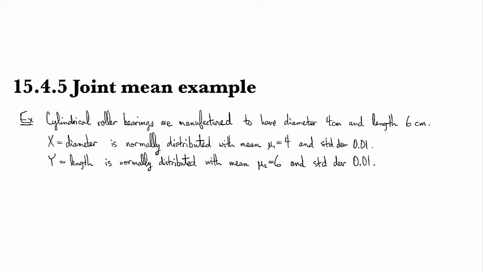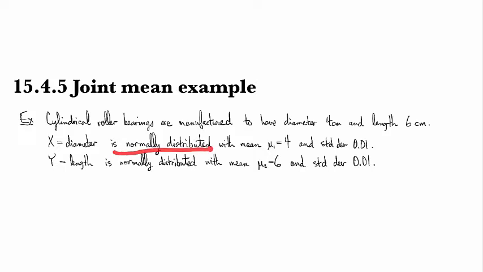So suppose you are manufacturing roller bearings. These are cylindrical, and they're supposed to have a diameter of 4 centimeters and a length of 6 centimeters. But there ain't nothing in this world that is exact, right? So if you pick up a roller bearing coming off the conveyor belt at random, let's take X to be the diameter of the one you've chosen.